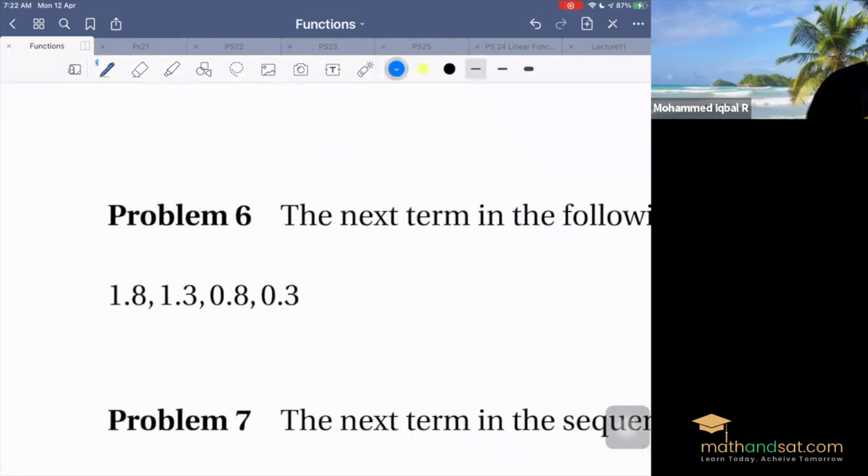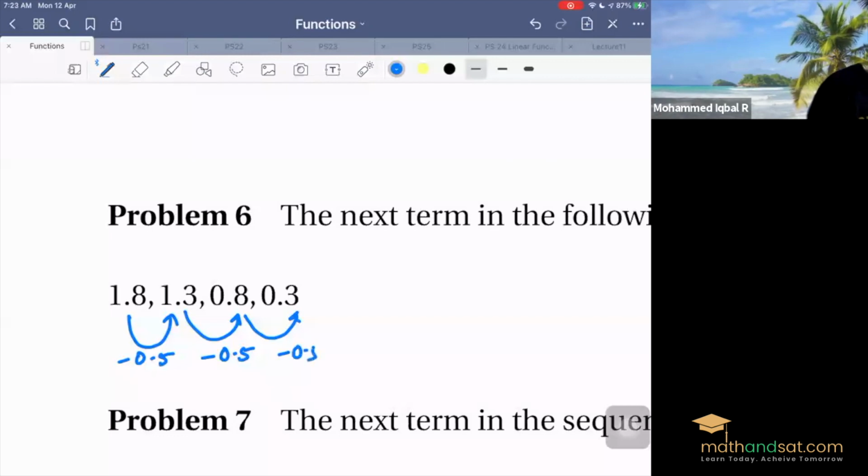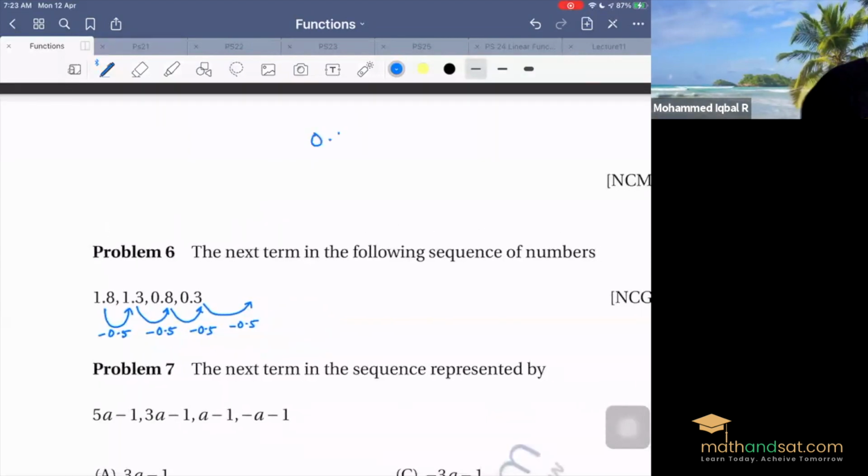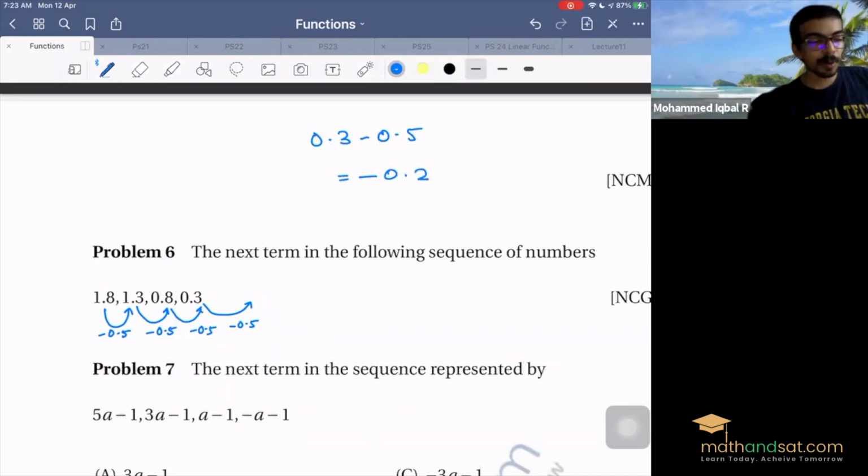Going from this to this, you are adding negative 0.5. Going from this to this, you are adding negative 0.5. Going from this to this, you are adding negative 0.5. Now to get the next term, you have to add negative 0.5. So our answer will be 0.3 added with negative 0.5, which is negative 0.2. Negative 0.2 will be our answer.